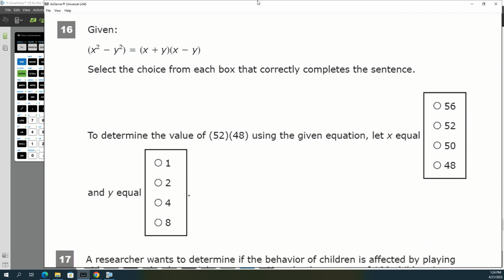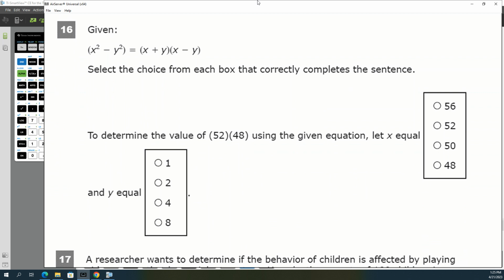Okay, let's look at 16. 16 is kind of a weird question, but it's doable. So they give you this identity that is for solving the difference of squares or factoring the difference of squares, and they're going to ask you to kind of use it to determine the value of 52 times 48.